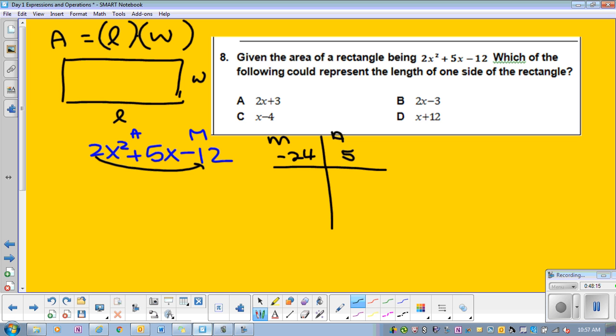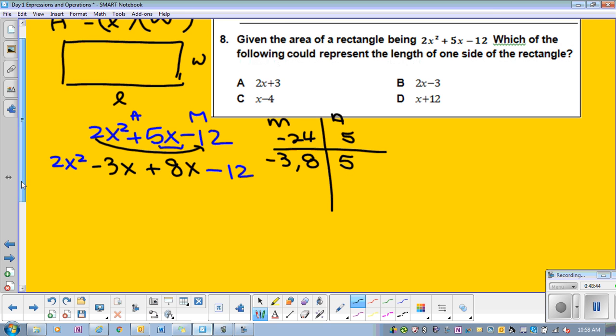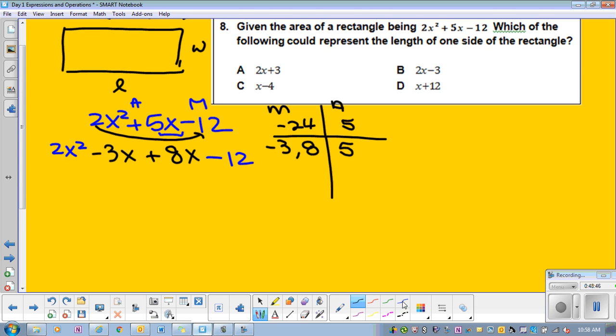What numbers? 6. Negative 3 and 8. Perfect. So bring down the first, bring down the last, and you're going to rewrite the term in the middle using the two numbers that you have. So minus 3x plus 8x. Right? And then the same thing we've been doing, divide it in half. Let's find the GCF of both sides.